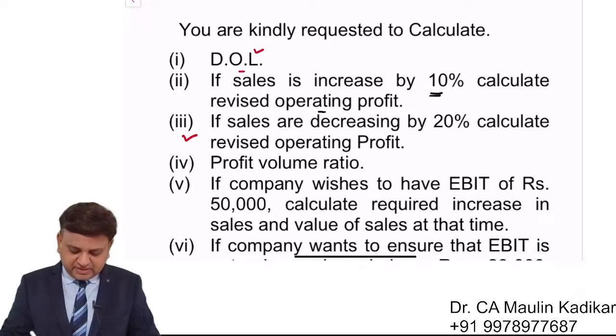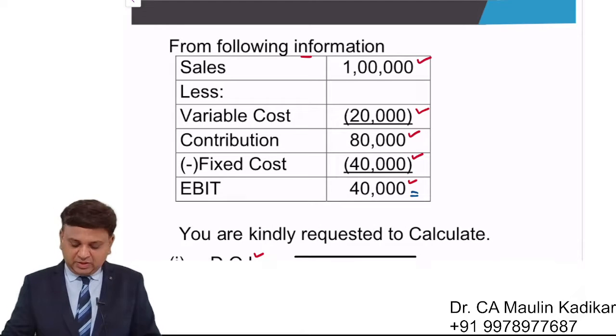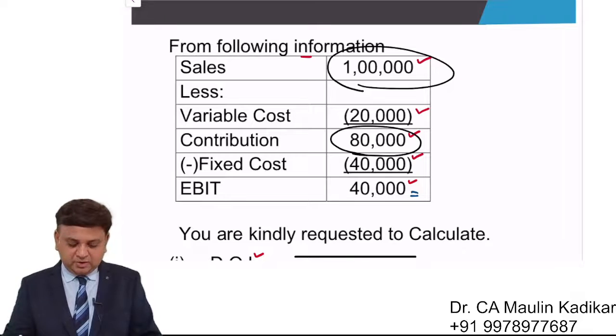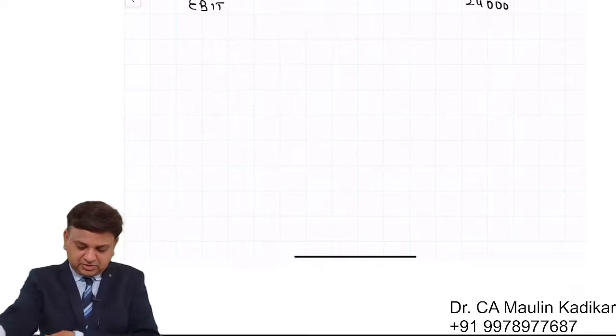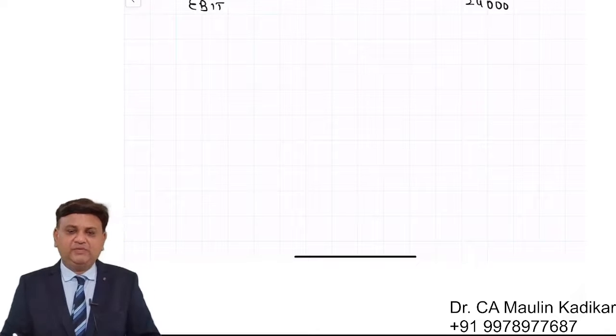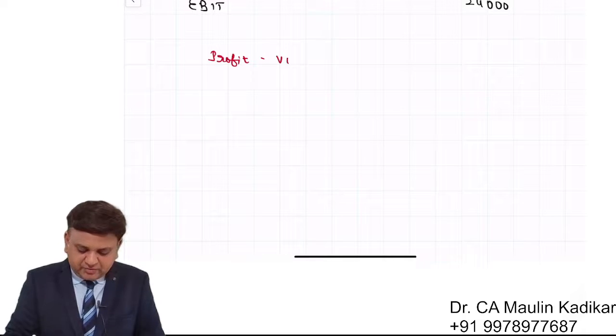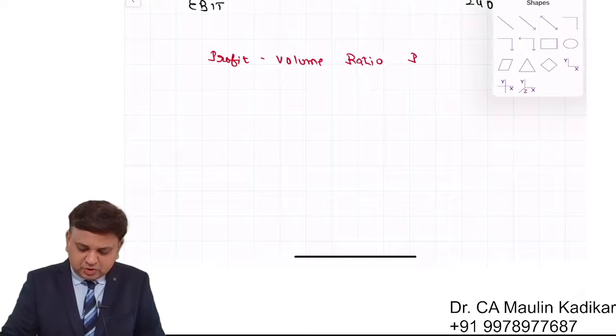I want somebody to write the answer in the chat box. What is the profit volume ratio? Friends, contribution is 80,000. Sales is 1 lakh. So profit volume ratio is 80%. Write the answer. At any level of the sales, PV ratio will remain the same. So profit volume ratio is also called PV ratio.